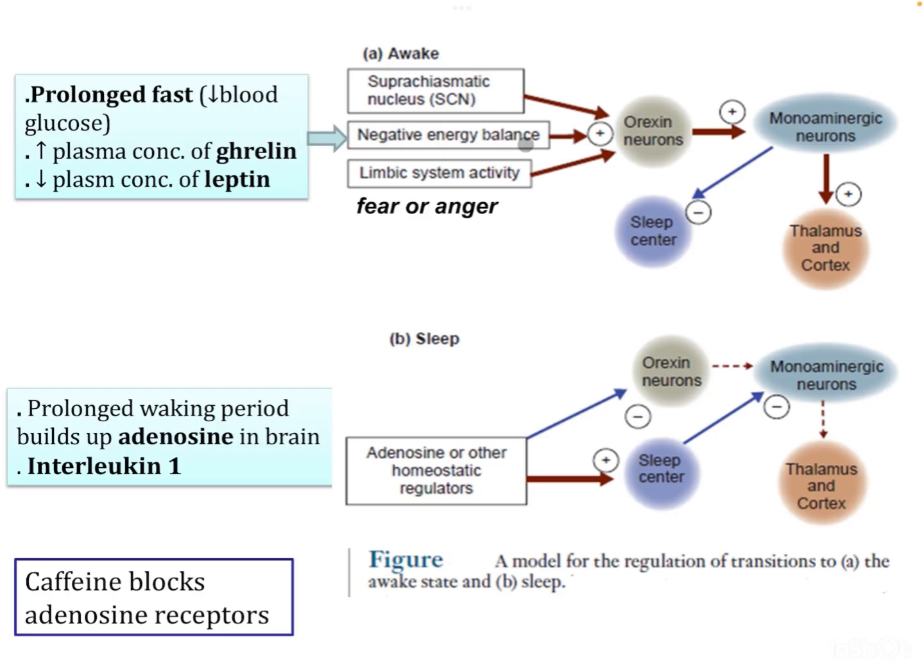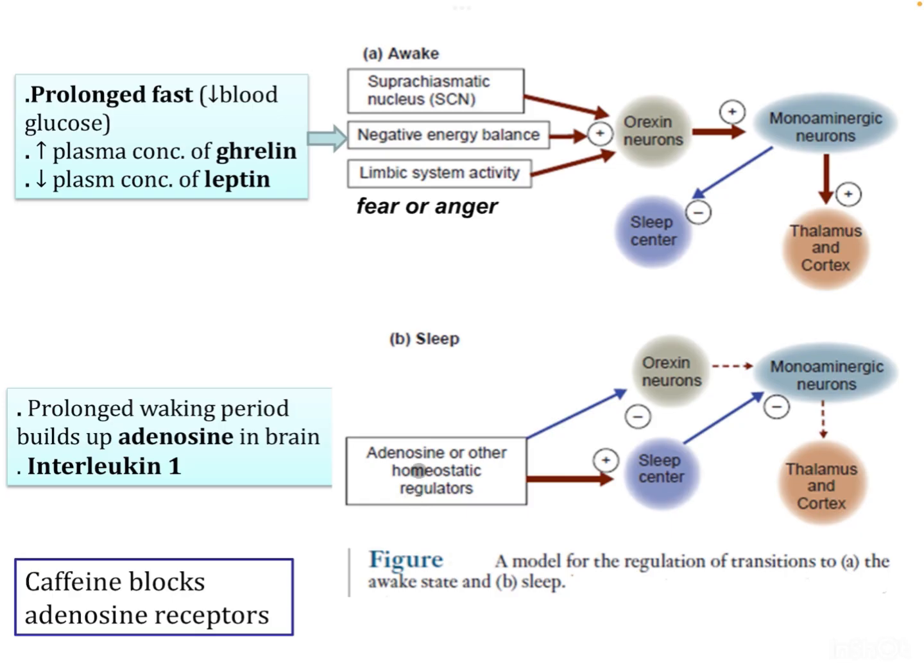Negative energy balance also stimulates the orexin neurons. Negative energy balance is actually because of prolonged fasting that leads to a decrease in blood glucose concentration. Whenever there is an increase in plasma concentration of ghrelin and a decrease in plasma concentration of leptin, all these conditions lead to negative energy balance. It will stimulate the orexin neurons, stimulate the monoaminergic neurons and help in the arousal of the cerebral cortex.